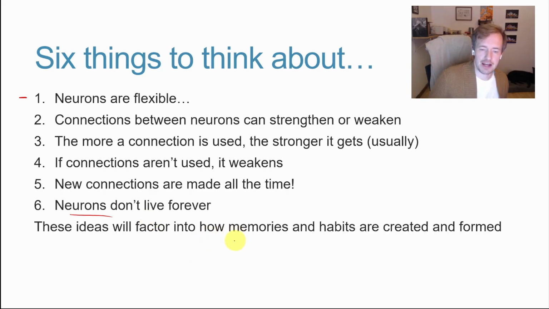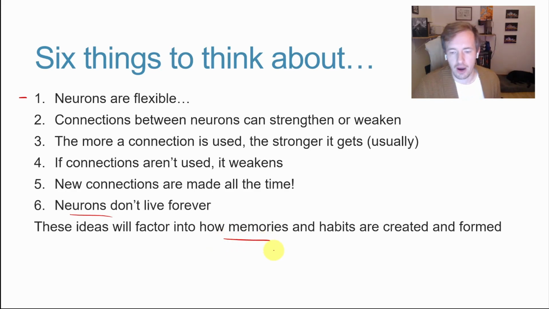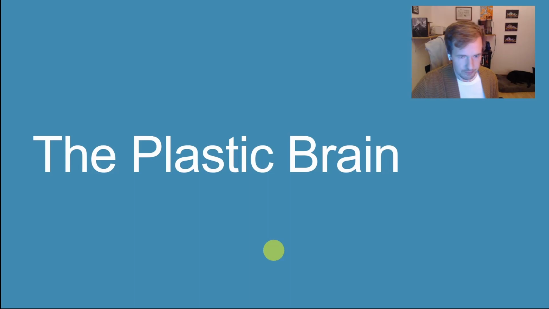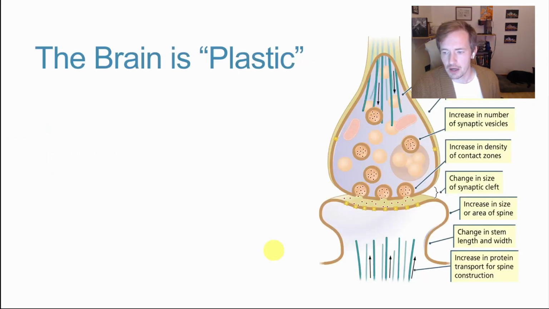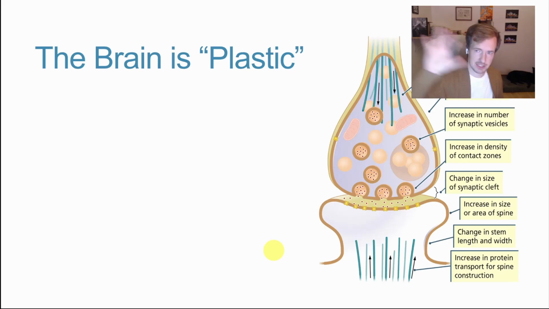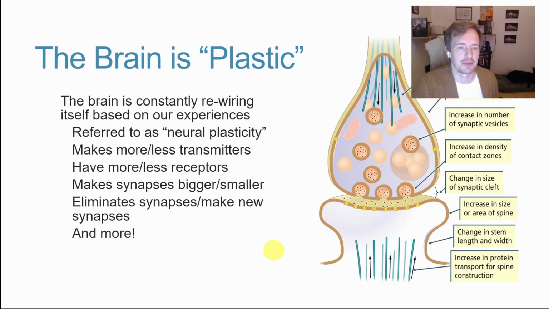So these ideas are going to factor in how memories are created and also how we are able to form habits and things like that. So let's talk about the brain a little bit. We've been talking about the neurons specifically. Let's zoom out a little bit to talk about how the brain is plastic. Basically, the brain is constantly rewiring itself based on your experiences. And I find this to be super profound because I think we think about this metaphorically a lot, that whenever you learn something, that you learn a really important lesson, and something about you changes. You've grown up. You've matured in some way.